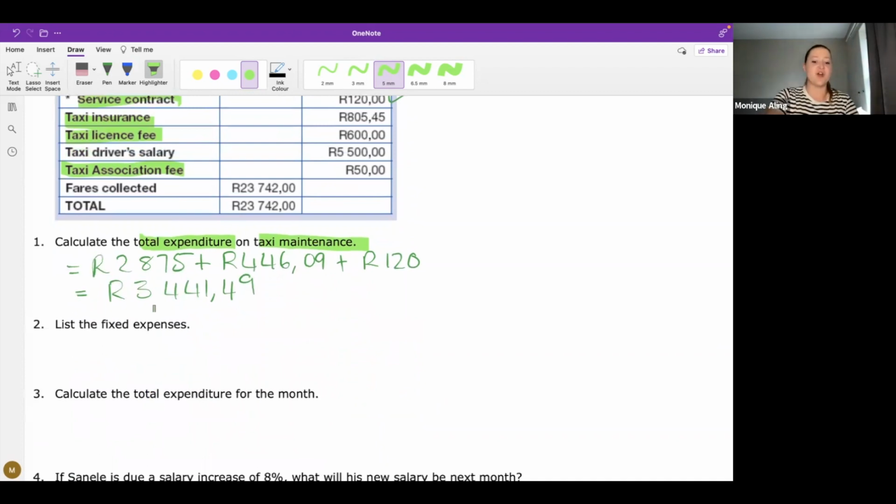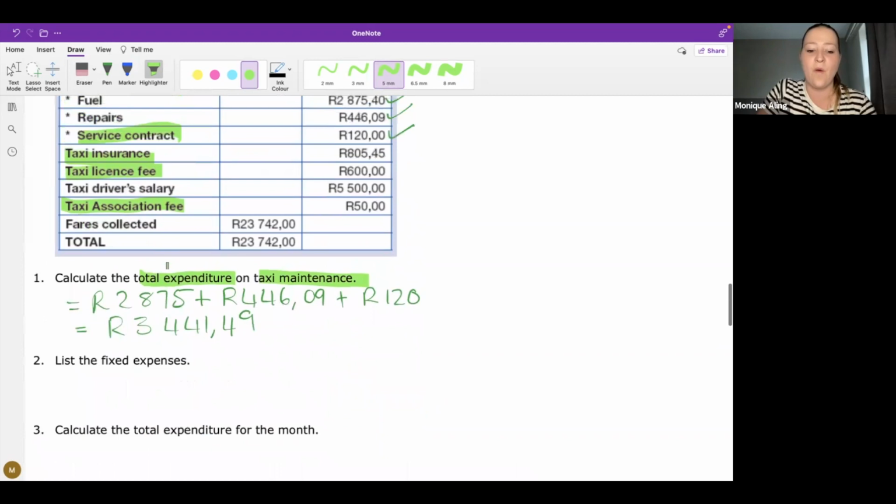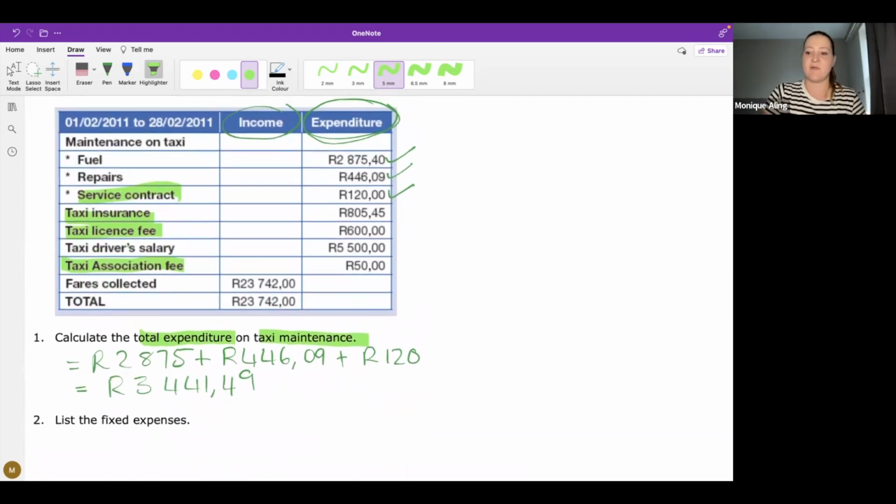Then calculate the total expenditure for the month. Okay, so now we're looking at all the expenses. I'm going to give you guys a couple of minutes to do that.